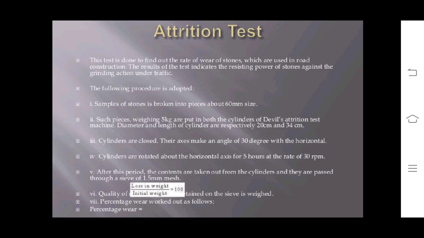After this period, the contents are taken out of the cylinders and they are passed through a sieve of 1.5 mm mesh. Quantity of stone retained on the sieve is weighed. Percentage wear is worked out by formula: loss in weight upon initial weight into 100.